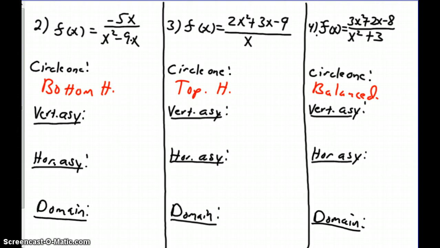Now we're going to talk about the vertical asymptotes. To find the vertical asymptotes, what do you always do? Set the bottom always equal to 0. So you're going to say x squared minus 9x equals 0. You're going to set x equal to 0, and you're going to set x squared plus 3 equal to 0. So everybody understands that?